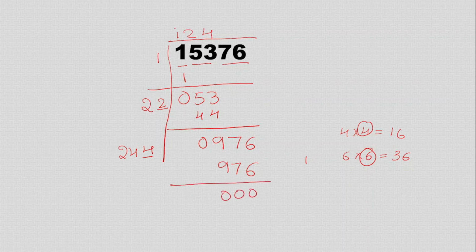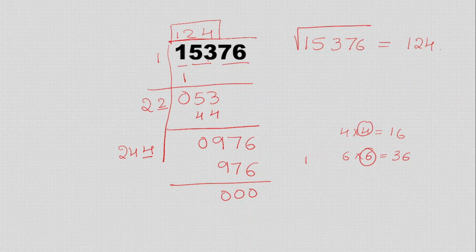My quotient is 124. That means my answer, that is square root of 15,376, is 124. Very easily we can write the square root of any perfect square using long division method.